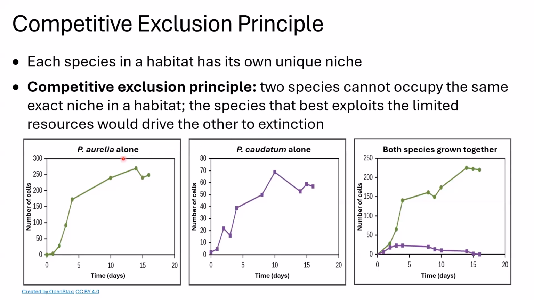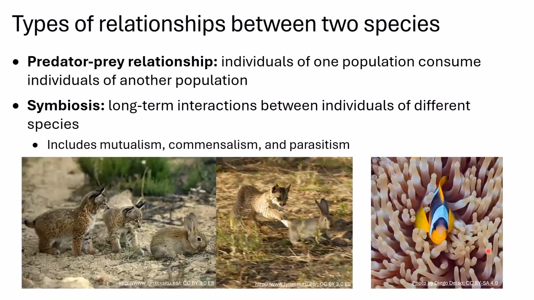For example, Paramecium aurelia and Paramecium caudatum are both unicellular eukaryotes that occupy the same niche. When grown alone under the same conditions in a laboratory, both will initially thrive until the resources available run out. However, if they are grown together, P. aurelia will end up outcompeting P. caudatum, exhibiting the same growth as if it were grown alone, while the P. caudatum dies out.